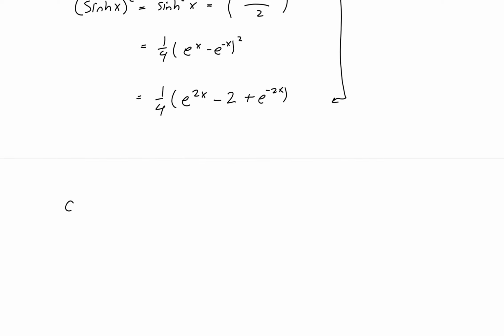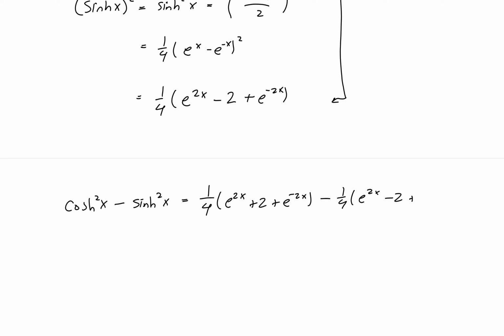So if I take the hyperbolic cosine squared of x and subtract the hyperbolic sine squared, I have 1/4 times e to the 2x plus 2 plus e to the minus 2x, minus 1/4 times e to the 2x minus 2 plus e to the minus 2x. And now notice everything cancels except for the 2, so I have a 1/4, and then I get a 2 minus minus 2. So this just becomes 1.